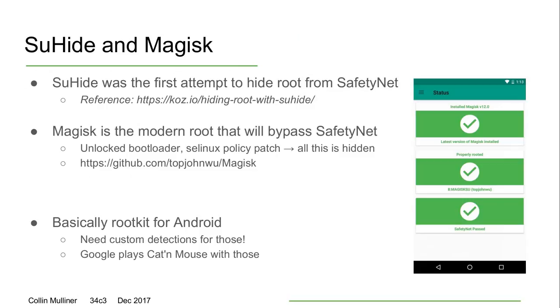SU Hide and Magisk. So obviously, if a system like that exists, people will try to bypass it. And one of the first bypasses for this was SU Hide. Basically, you can call it a rootkit, because it's really just trying to hide that you rooted your device from SafetyNet. SU Hide was very simple, and Google very easily detected it. And you could read in forums, people would post, oh, I can't use SU Hide anymore. They did now detect that. And 2 weeks later, maybe even 2 days later, there was an update, and it worked again.